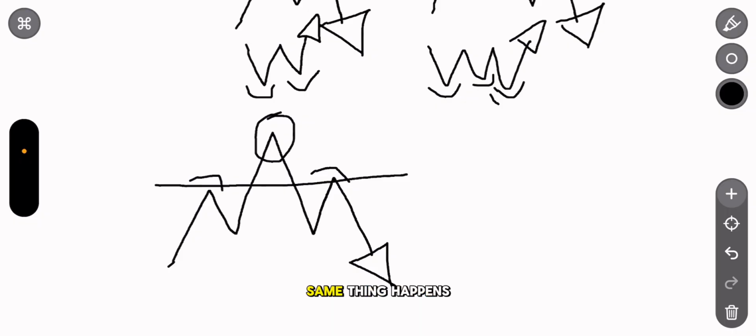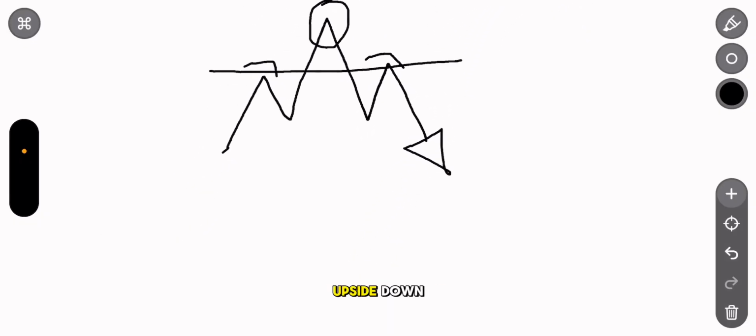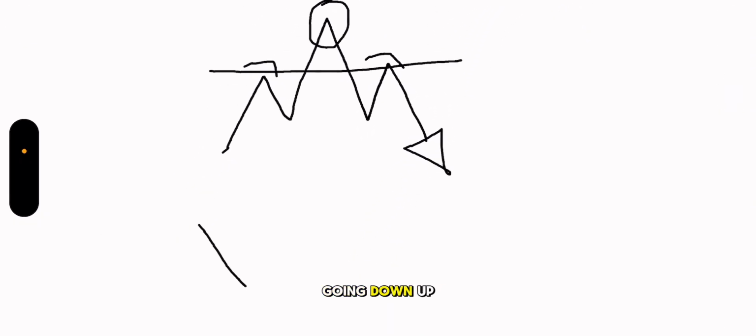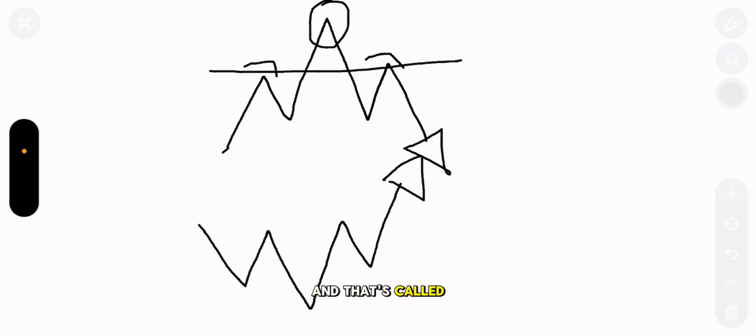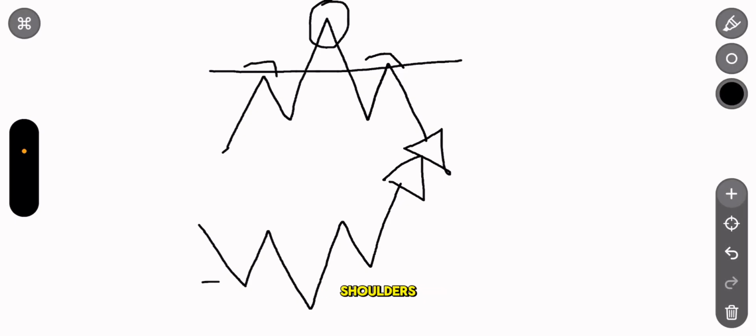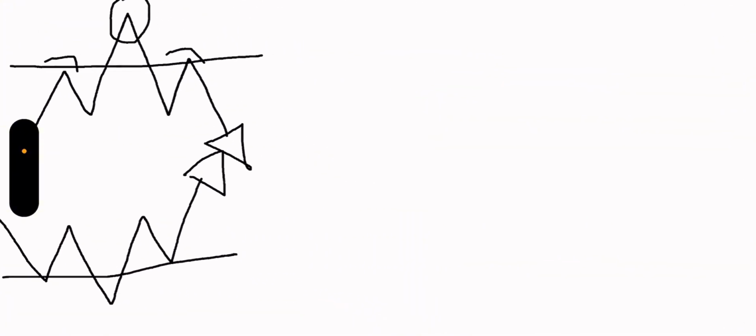Very simple. And the same thing happens upside down. When price is going down, up, and it creates a lower low, up, down, up, boom. And that's called an inverted head and shoulders. Right there. And this is how you will see these patterns.